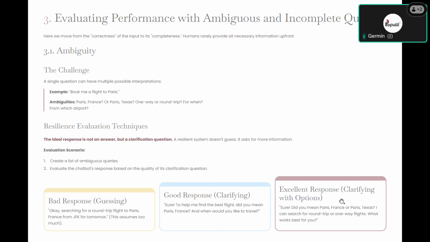An excellent response will say, "Sure, did you mean Paris, France, or Paris, Texas? I can search for round trip or one-way flights. What works best for you?" And I see this is the ideal response. Clear, polite, and user-focused. It doesn't assume anything. Instead, it provides specific options to make the user's life easier. So a truly resilient chatbot doesn't try to be clever, it tries to be helpful, careful, and accurate. It handles ambiguity by asking, not by guessing.